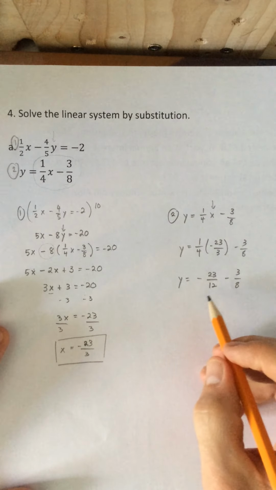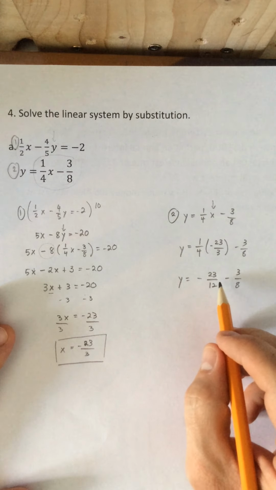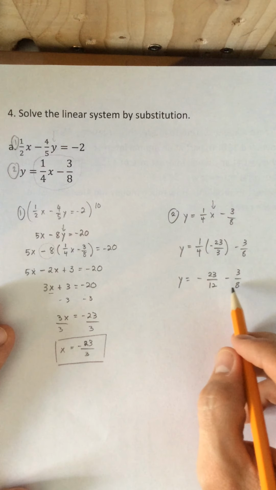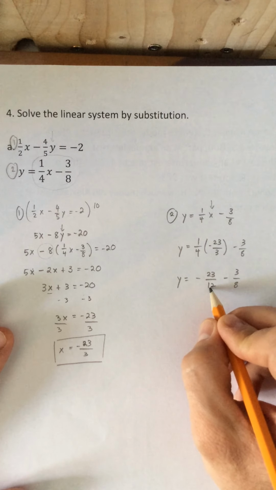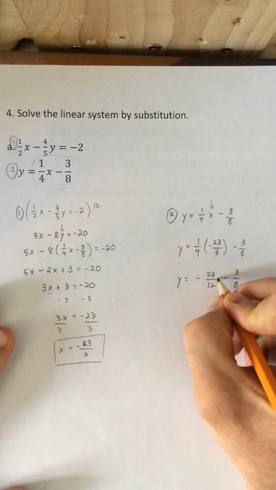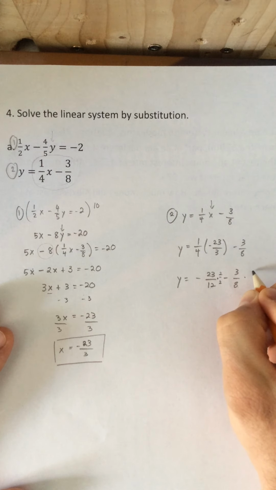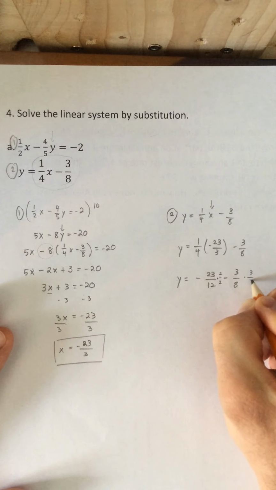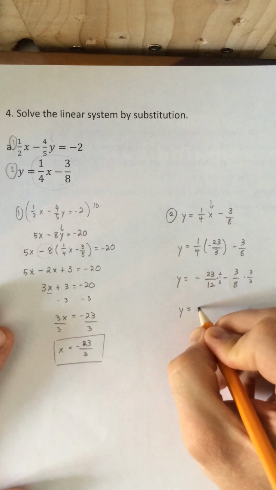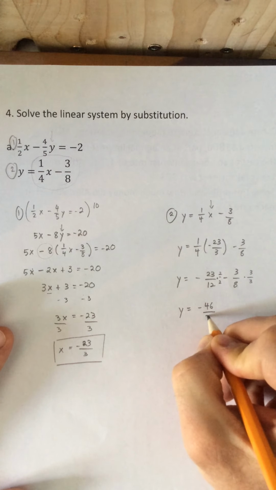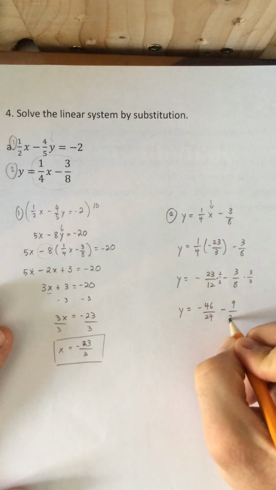Now the problem is we can't combine these. When we add or subtract fractions, we need to have a common denominator. So we need to change the look of both these fractions so they have a common denominator. The lowest common denominator for the 12 and 8 is 24. So if I multiply this fraction by 2 over 2 and this by 3 over 3, we are going to change the look of the fractions, but they'll still be the same. So negative 46 over 24, and then this is going to be subtract 9 over 24.